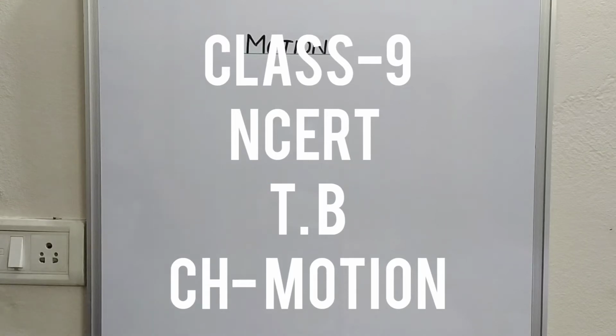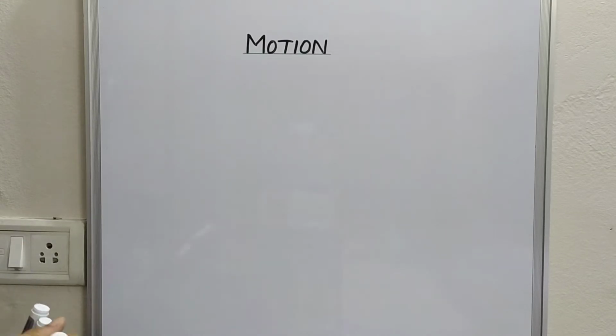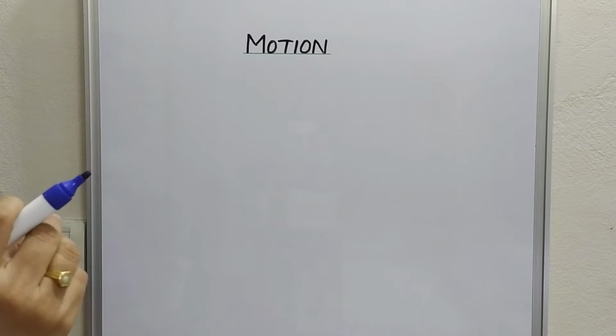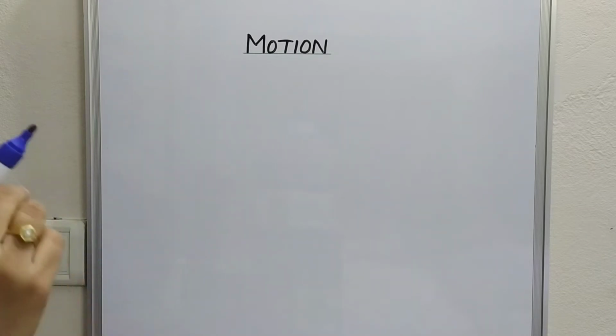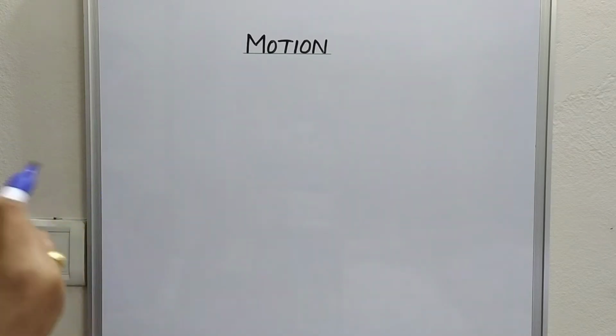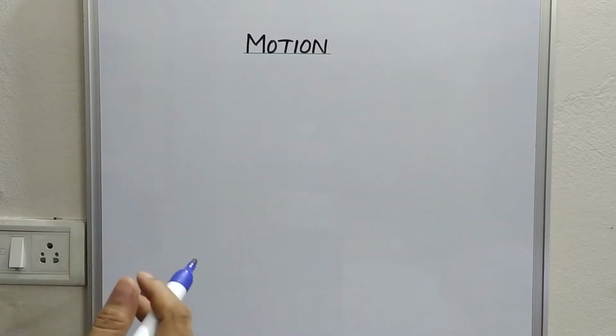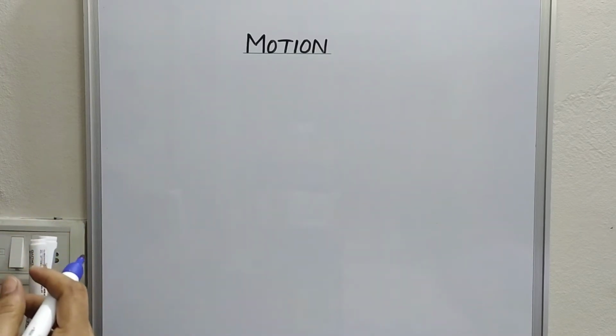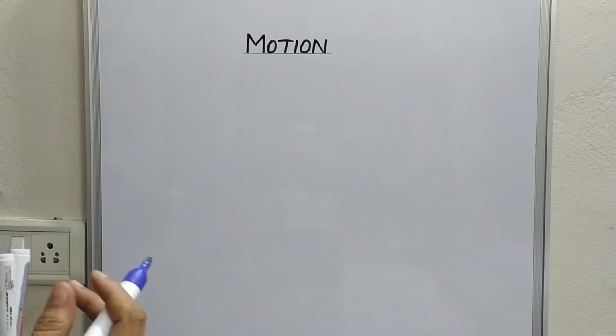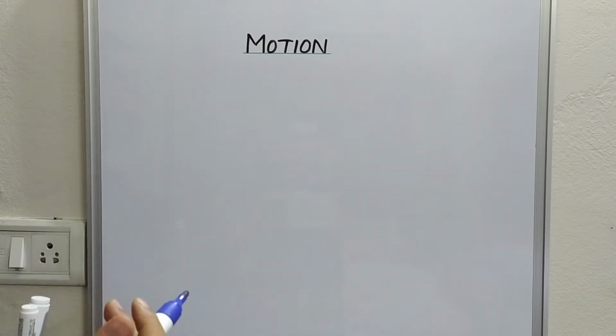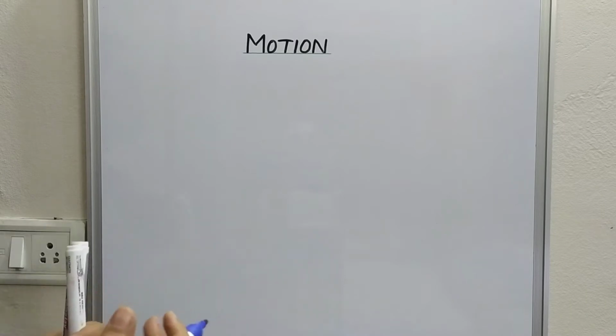In this video, we will learn about the chapter Motion of the NCERT class 9th textbook. Here we will be learning the definition of mechanics, its classification, the physical quantities, their classification, the examples of the classification that we do, the definition and difference between distance and displacement, few examples to understand it well.